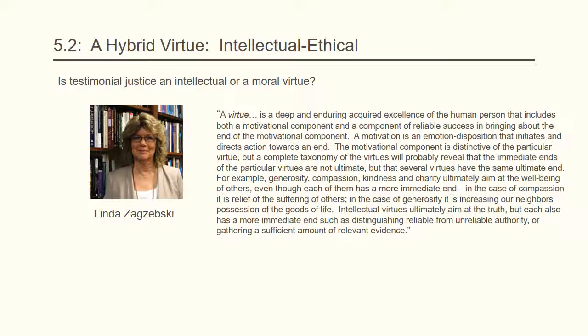The motivational component is distinctive of the particular virtue, but a complete taxonomy of the virtues will probably reveal that the immediate ends of the particular virtues are not ultimate, but that several virtues have the same ultimate end. For example, generosity, compassion, kindness, and charity ultimately aim at the well-being of others, even though each of them has a more immediate end. In the case of compassion, it is relief of the suffering of others. In the case of generosity, it is increasing our neighbor's possession of the goods of life. Intellectual virtues ultimately aim at the truth, but each also has a more immediate end, such as distinguishing reliable from unreliable authority, or gathering a sufficient amount of relevant evidence.